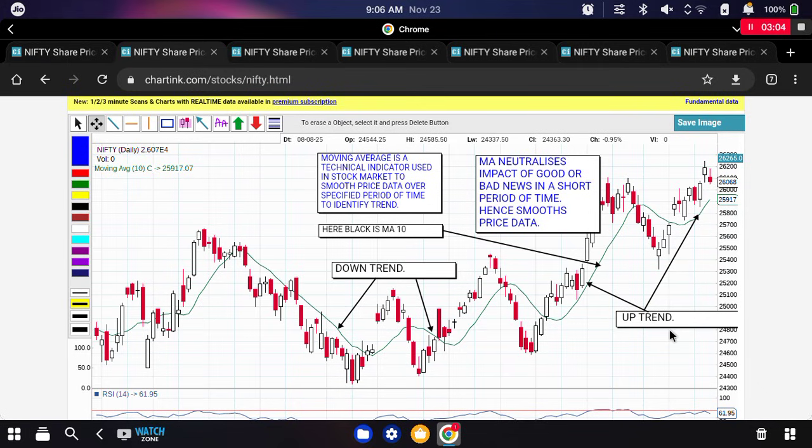As you can see here, this is uptrend. The price is moving above the moving average of 10, uptrend. Here the prices are moving above the moving average of 10, it is uptrend. Similarly, when the price moves below the moving average, it is downtrend, as you can see here and as you can see here. So it will smooth the price data, it will neutralize the effect of news and also identify perfect trend for trading.